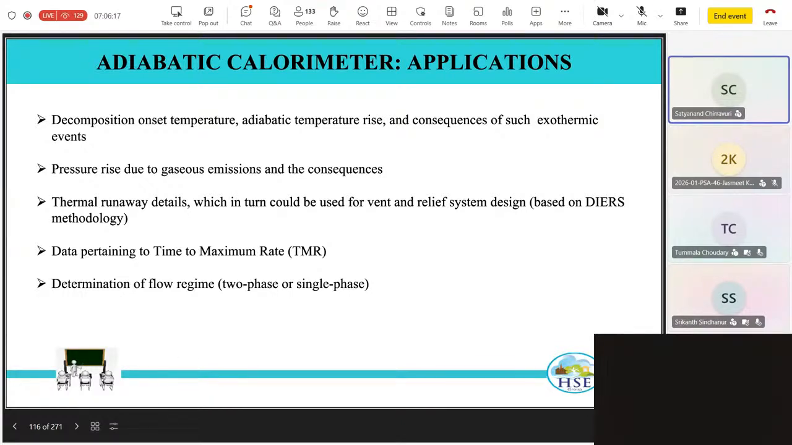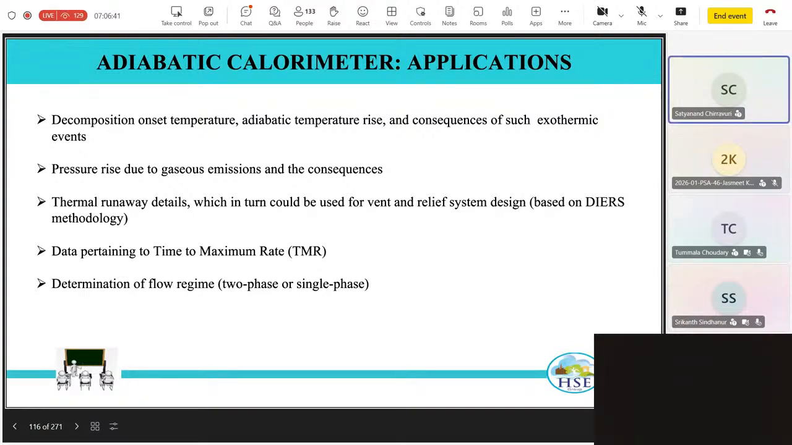So you are handling maybe 5,000 liters to 20,000 liters max, 25,000 liters, right? So when the data you get from an adiabatic calorimeter is good enough to be used for 100 meter cube reactors, you can easily use it for 5 meter cube reactors, 10 meter cube reactors, just by closing the eyes.